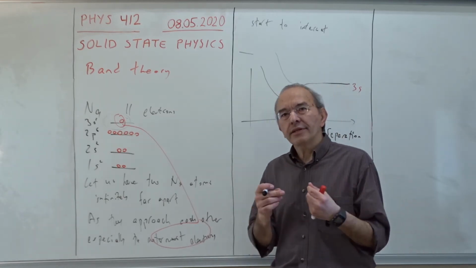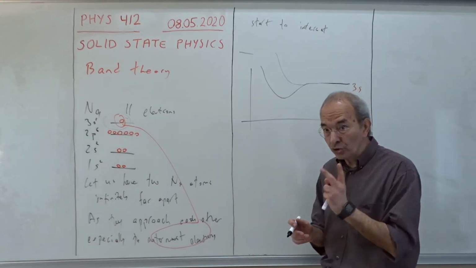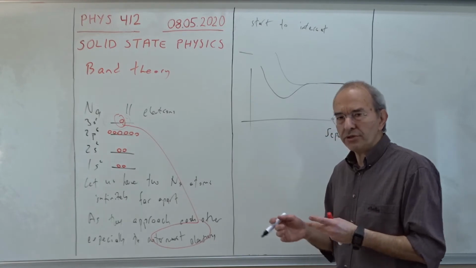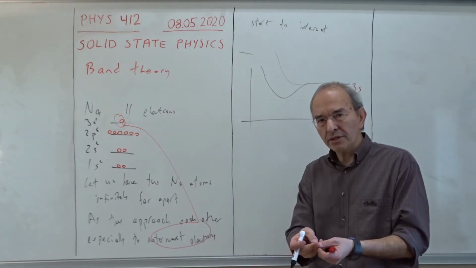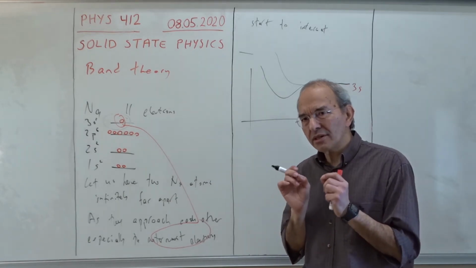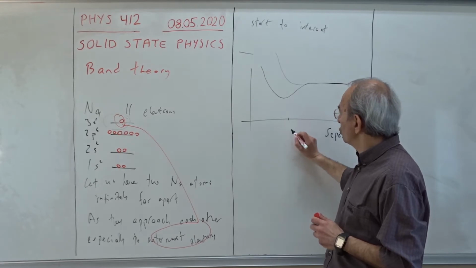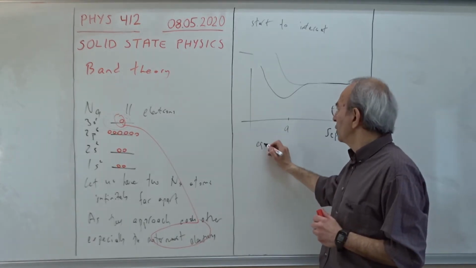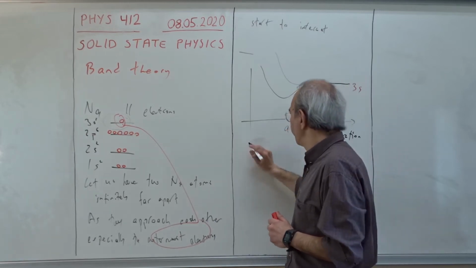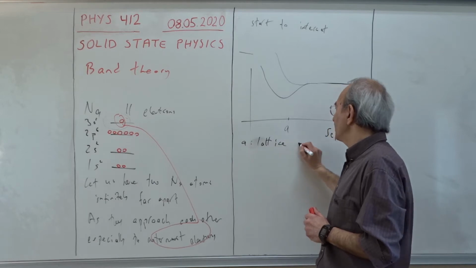So when they get to a distance of A, which is the lattice constant, but we only have 2 atoms. This is not a realistic case, not a piece of metal, of course. We are talking about just 2 atoms of sodium. And for example, this corresponds to that value of A. A is the equilibrium value, the lattice parameter or lattice constant.